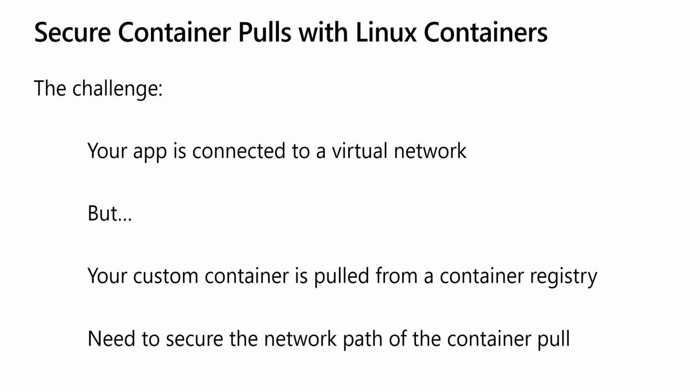The next topic that we'll go through here is how to do secure container pulls when you're running with containers on the Linux variant of Azure App Service. So the challenge is that your application is integrated with a regional virtual network, and your container is in a container registry like Azure Container Registry, and you want to be able to securely pull that container. That means both pulling it over the virtual network connection as well as using a less privileged identity than the full registry administrator, as well as avoiding the need to use clear text credentials.